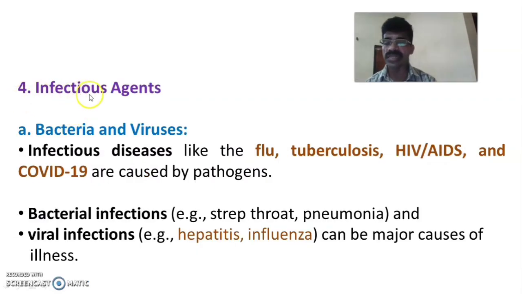Then the fourth main factor is infectious agents. There are various infectious agents, otherwise known as pathogenic organisms, for example, bacteria and viruses. So first one is bacteria and viruses. Infectious diseases like flu, tuberculosis, HIV or AIDS, and even COVID-19 are all caused by various pathogens or microorganisms. Examples of bacterial infections are strep throat, pneumonia, etc. Examples of viral infections are hepatitis A, influenza, etc.